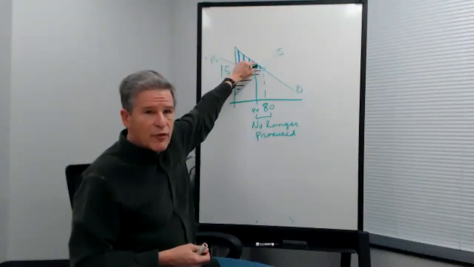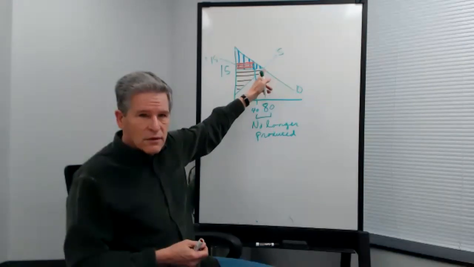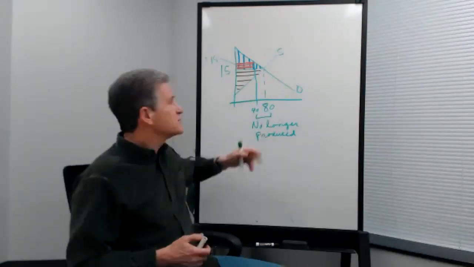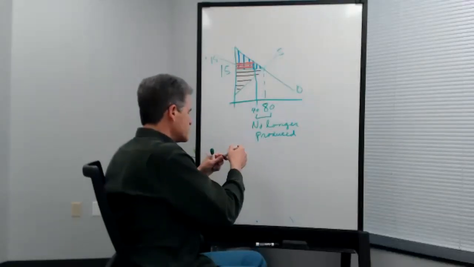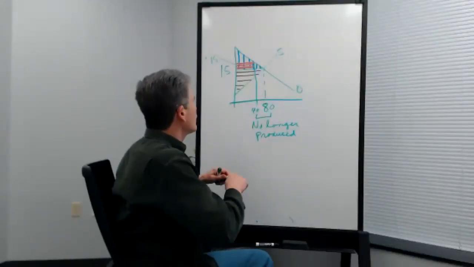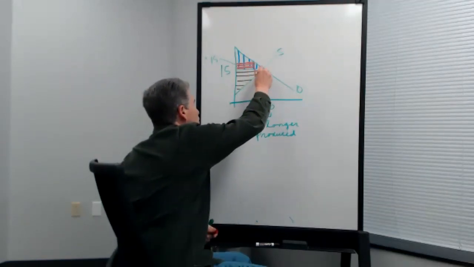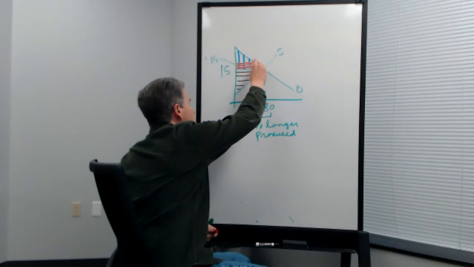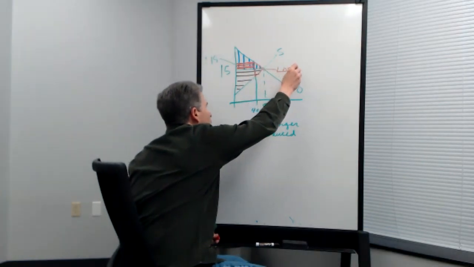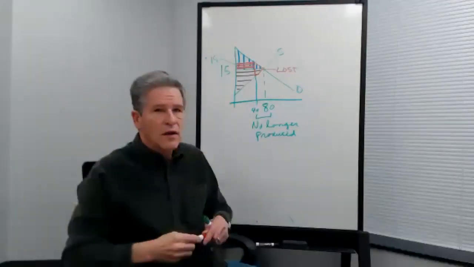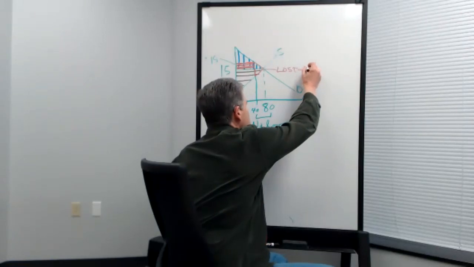You say, well, with that high price, then some units won't be sold. And that's these units. Okay? And I don't have the shape of the demand and supply curves here to give you the mathematical answer, but this is what is lost.